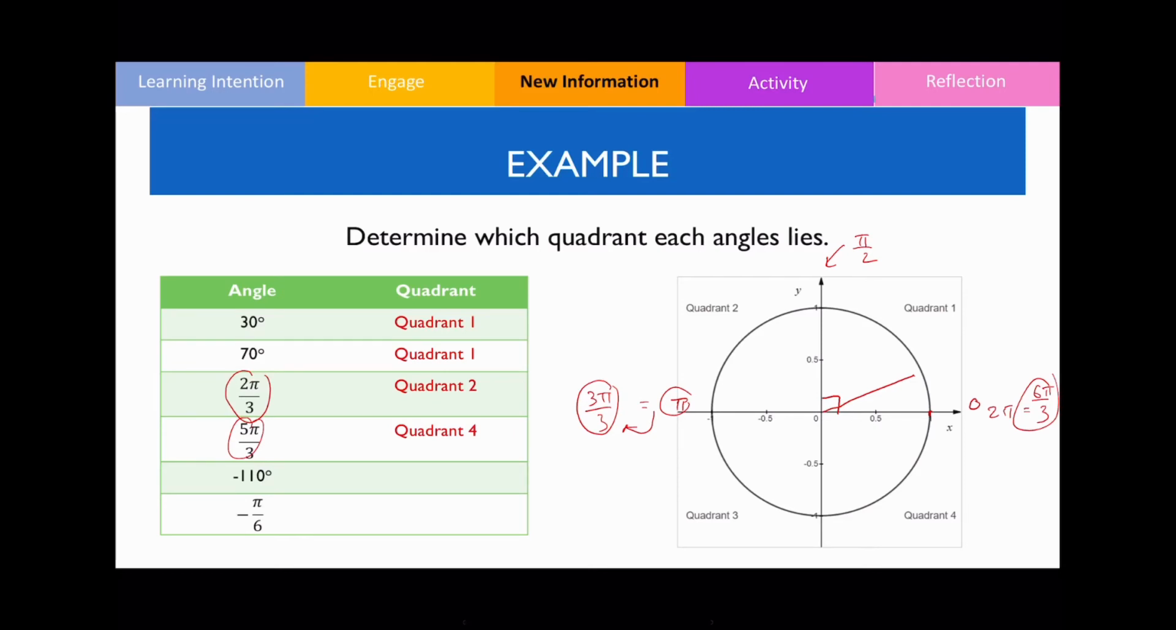So if you are moving in the clockwise direction, we know that this already is 90, and so therefore the extra 20 is going to be somewhere around over here. So hence it's going to lie in quadrant 3. And for the last example, negative pi on 6.